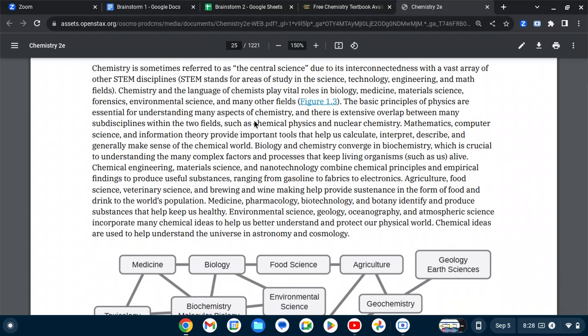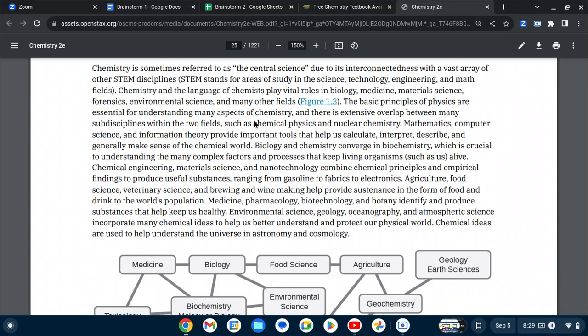Chemistry and the language of chemists play vital roles in biology, medicine, material science, forensics, environmental science, and many other fields. The basic principles of physics are essential for understanding many aspects of chemistry, and there is extensive overlap between many subdisciplines within the two fields, such as chemical physics and nuclear chemistry. Mathematics, computer science, and information theory provide important tools that help us calculate, interpret, describe, and generally make sense of the chemical world. Biology and chemistry converge in biochemistry, which is crucial to understanding the many complex factors and processes that keep living organisms alive.